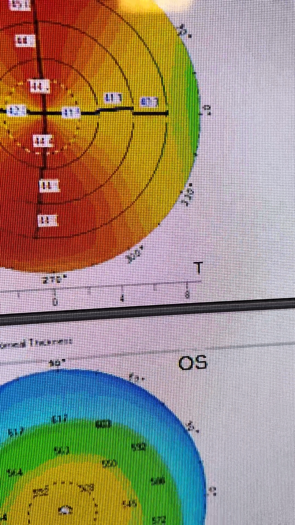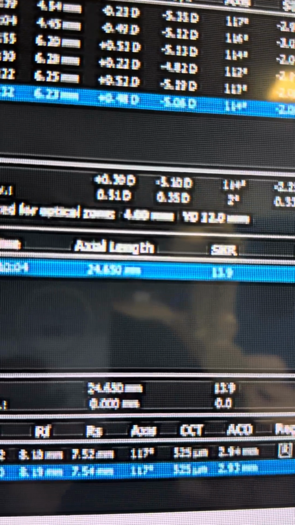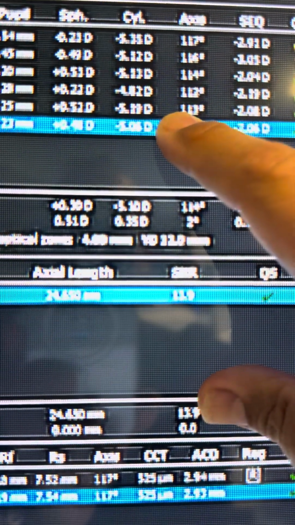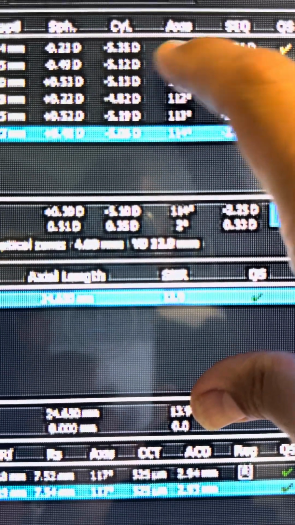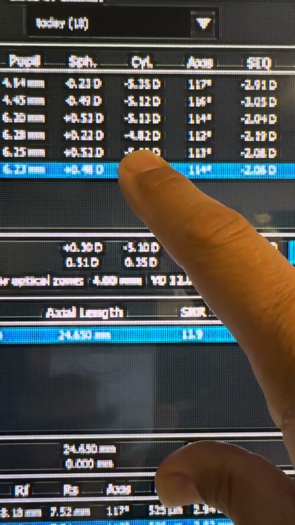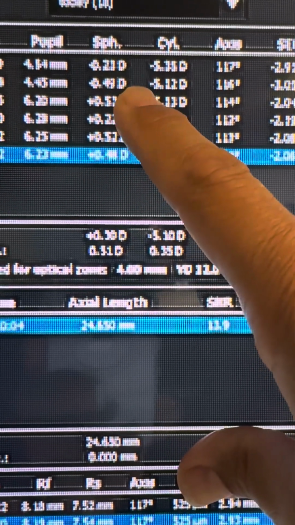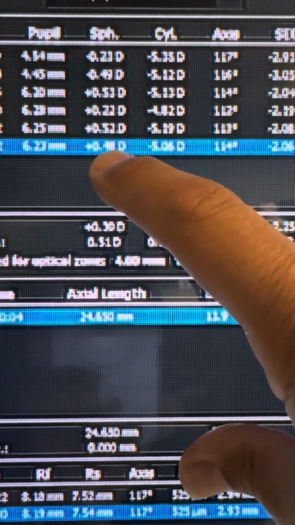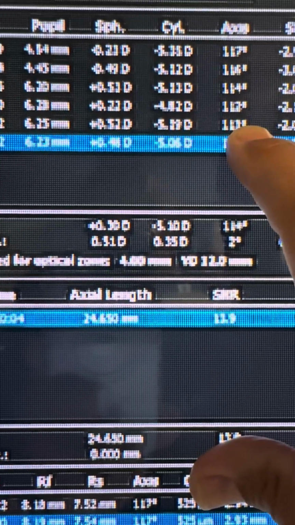To complicate things further, we're going to look at the Sitemap maps. The Sitemap maps on this gentleman, this is before dilation. So the astigmatism shoots all the way up to 5 diopters at 117 degrees. After dilation with 1 drop of tropicamide, the refraction turns slightly hyperopic here. We're going to +0.5, -5 at 117 degrees.